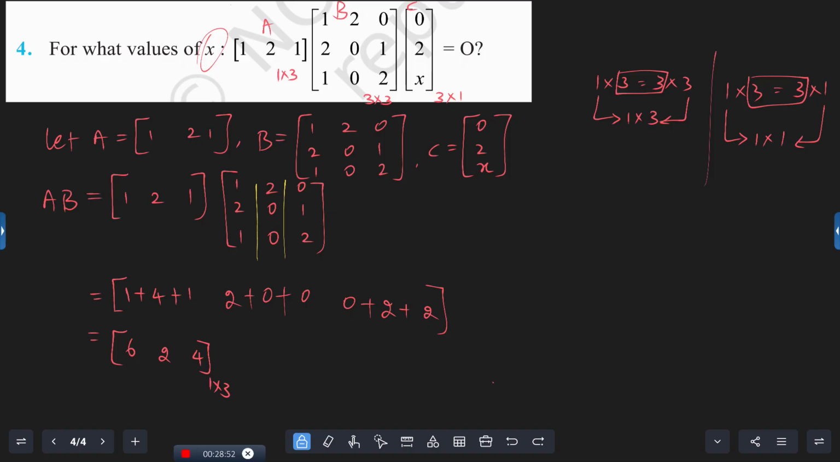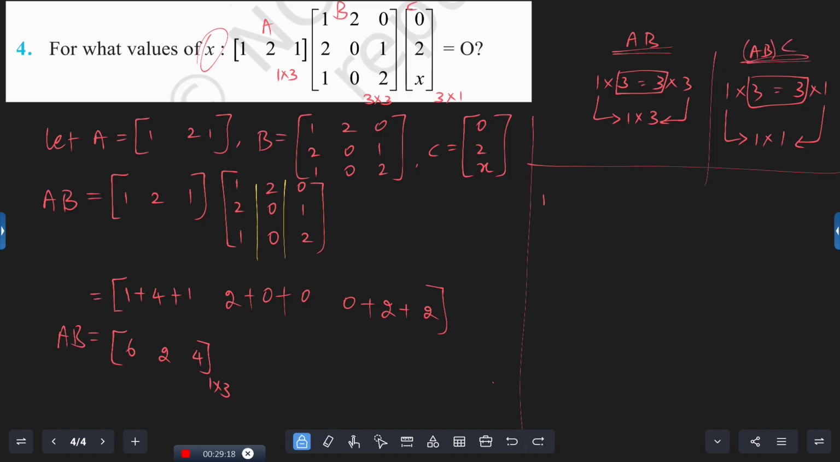So 1 by 3 you can check here. My answer must be a 1 by 3 matrix when you multiply. Yes, it is a 1 by 3. So that 1 by 3 matrix we have to multiply with the C matrix. That AB matrix, after the product AB, we have to multiply with the C. This is the AB matrix. This is AB with the C matrix.